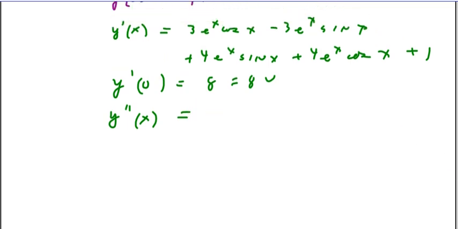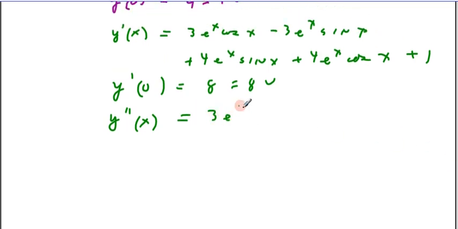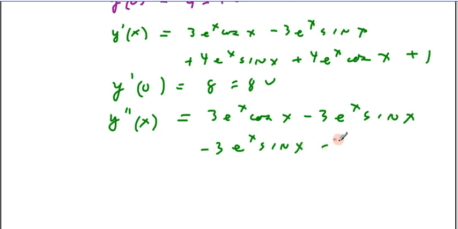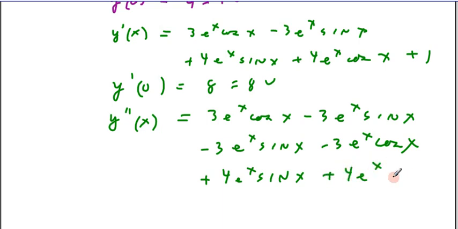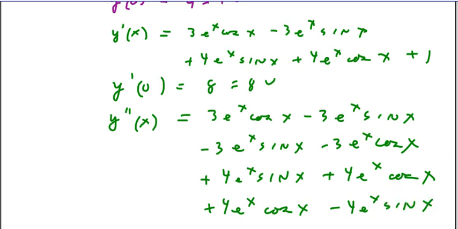Y double prime of x is equal to 3 e to the x cosine x minus 3 e to the x sine x minus 3 e to the x sine x minus 3 e to the x cosine x plus 4 e to the x sine x plus 4 e to the x cosine x plus 4 e to the x cosine x minus 4 e to the x sine x, and the 1 goes away.